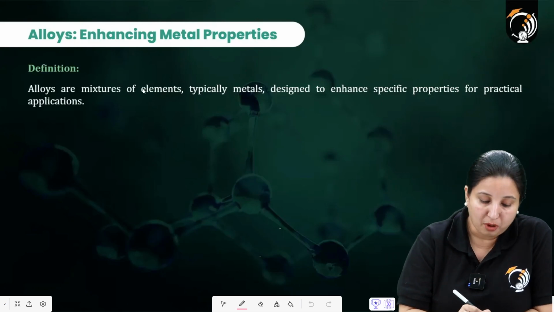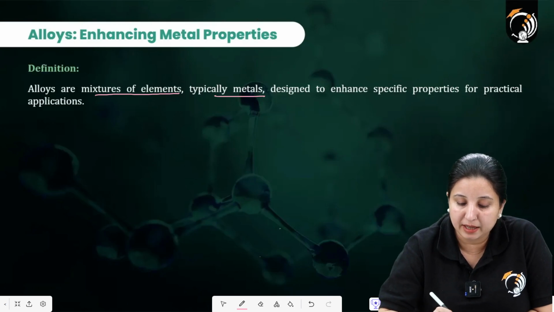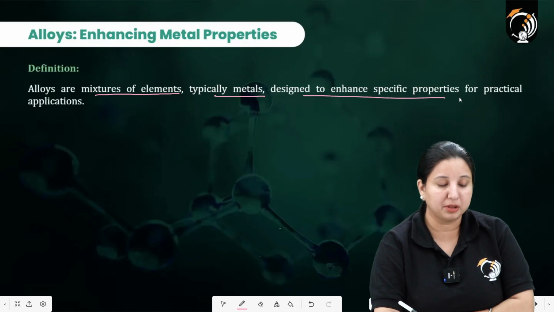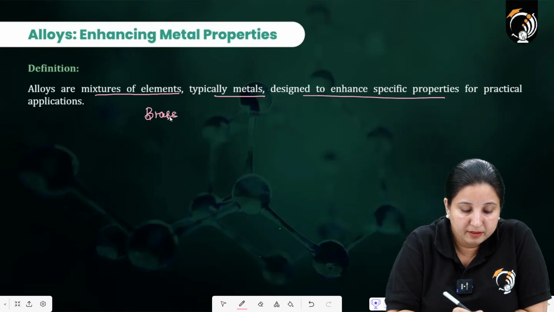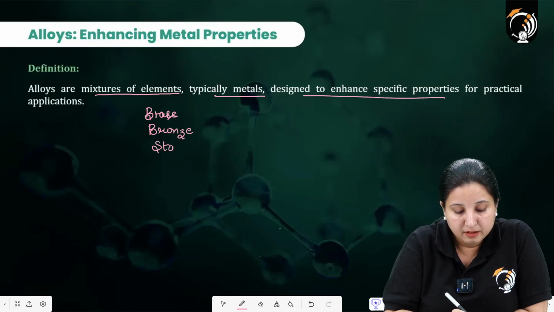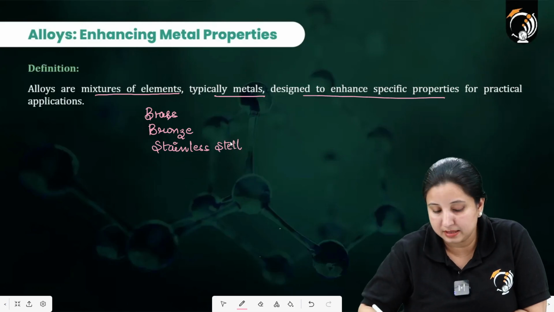So alloys are mixtures of elements and typical metals designed to enhance specific properties for practical applications. Like you can have brass, bronze, stainless steel. These all are alloys.